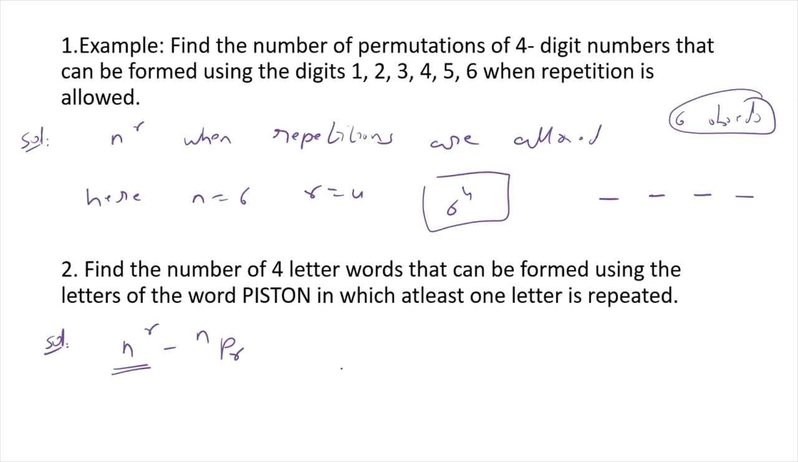So here N is equal to 6, because piston consists of 6 letters, and R is equal to 4 because we have to form 4-letter words. Therefore, the total number of permutations with at least one repetition is 6 raised to 4 minus 6P4.